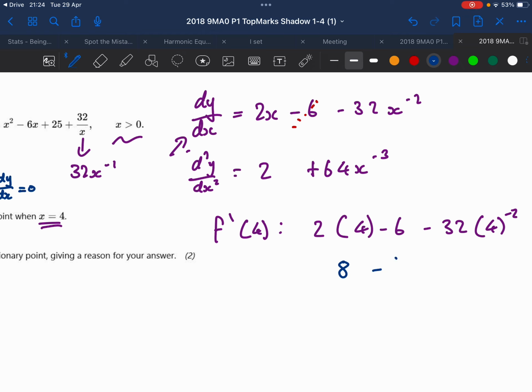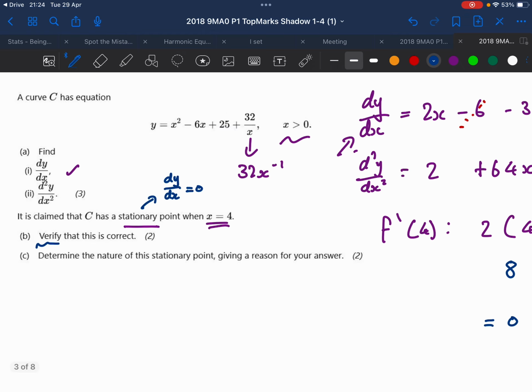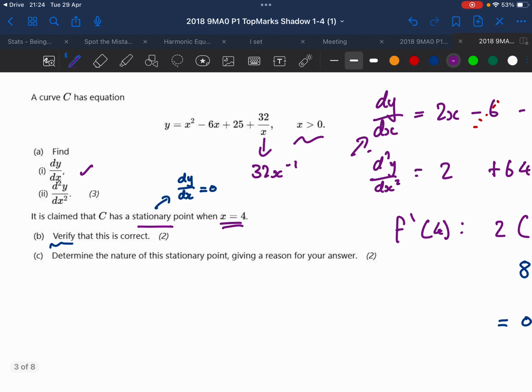So it's 8 minus 6. We'd have to do this bit first, which is, what's that? Well, that's 16, and then it's 16 in the denominator. Okay, so you can see that that is in fact going to give us 0. So for verifying, we're actually supposed to use the result. That's why it's so few marks. We're supposed to use the results.